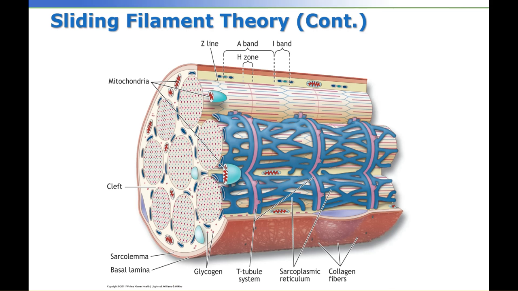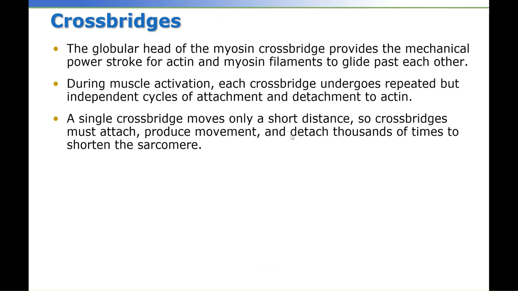Okay, sliding filament theory. These slide on top of each other, and the myosin head from the myosin filament, which is red, attaches to the actin, and then the cross bridge formation takes place. It attaches to troponin and then pulls, and they slide past each other. That's really what takes place. So the globular head of the myosin cross bridge provides a mechanical power stroke for actin and myosin filaments to glide past each other.